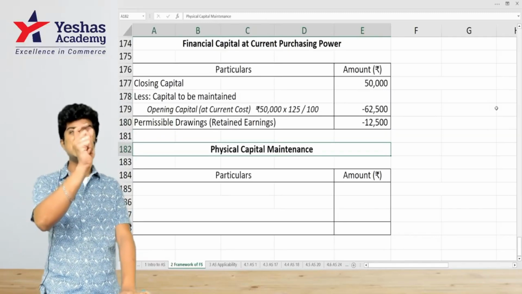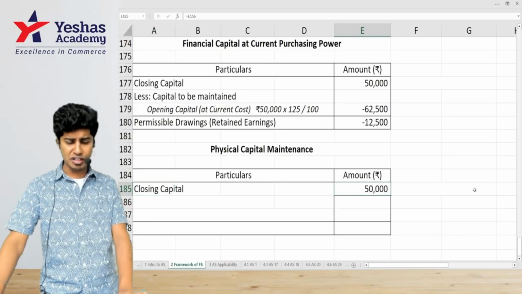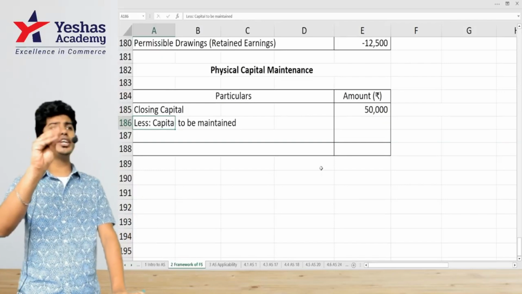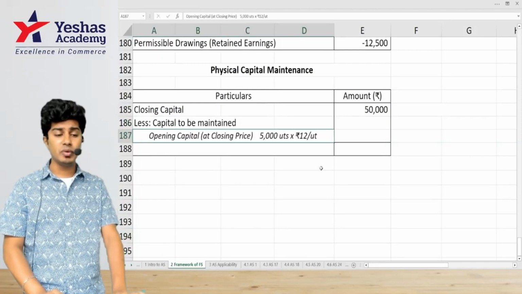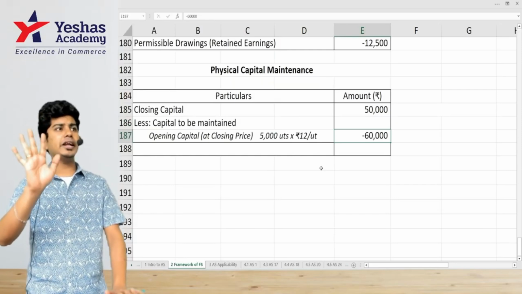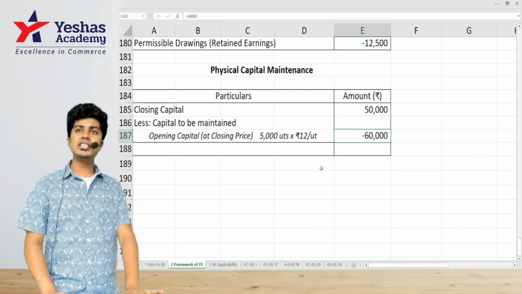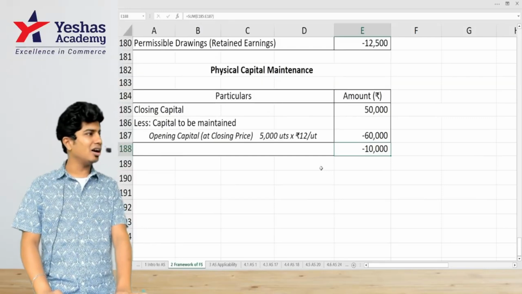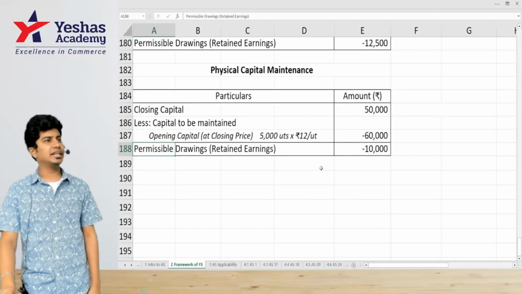Let's see the last one, which is physical capital maintenance, specific price. What do we consider? Closing capital is 50,000, but capital to be maintained is 5,000 units of inventory. Each unit of inventory in the market, what is the specific price? 12. 5,000 into 12, so capital right now is 50,000. It should be maintained at 60,000. How much is the amount that I can withdraw? Minus 10,000. Very good. That means the additional capital that I should bring in is 10,000.